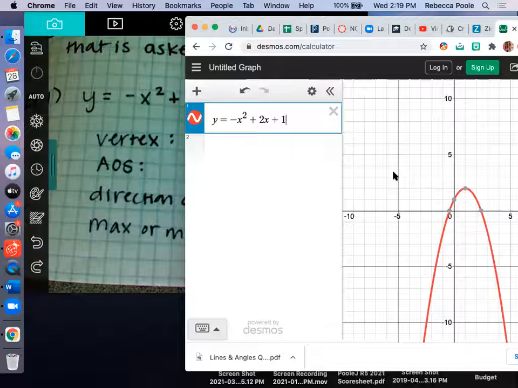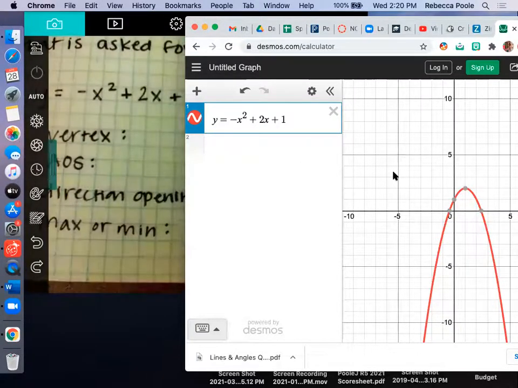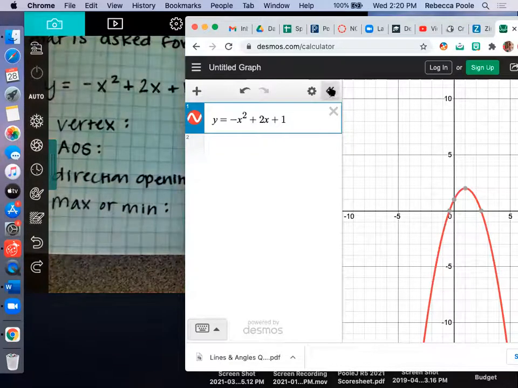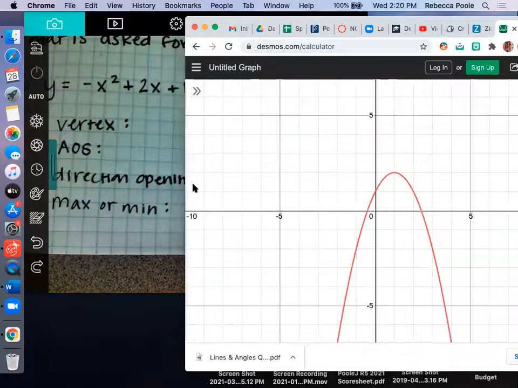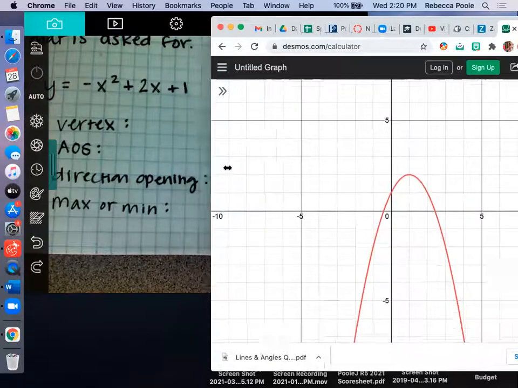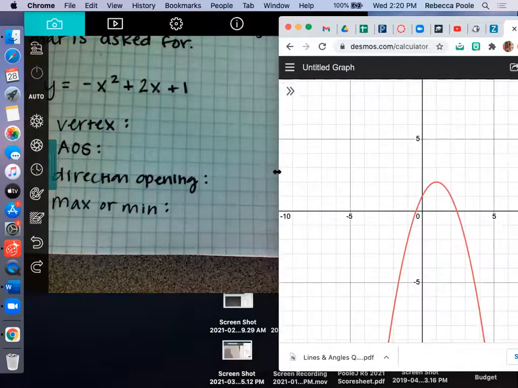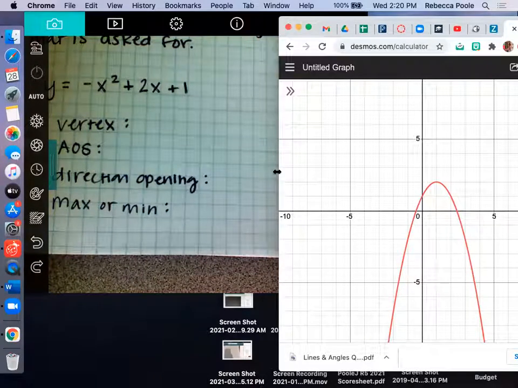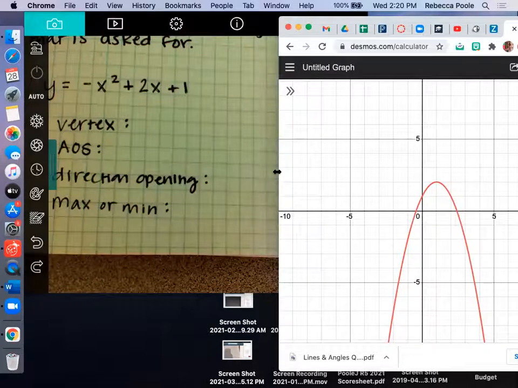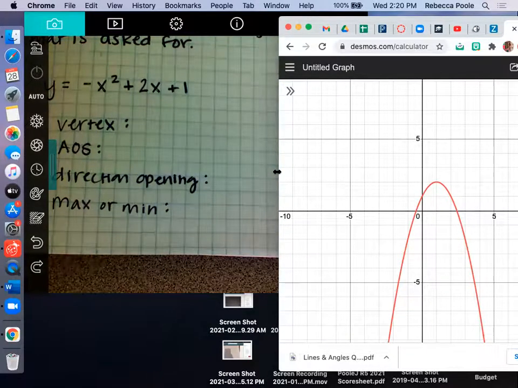So listen, all you have to do, I'm going to move my paper so we can see everything. All we have to do is find from this graph the vertex, the AOS, the direction of opening, and if it has a max or min. Which two are easiest to see first? Is it a max or a min? Do you have to click anything to see that? Which one is it? A max.